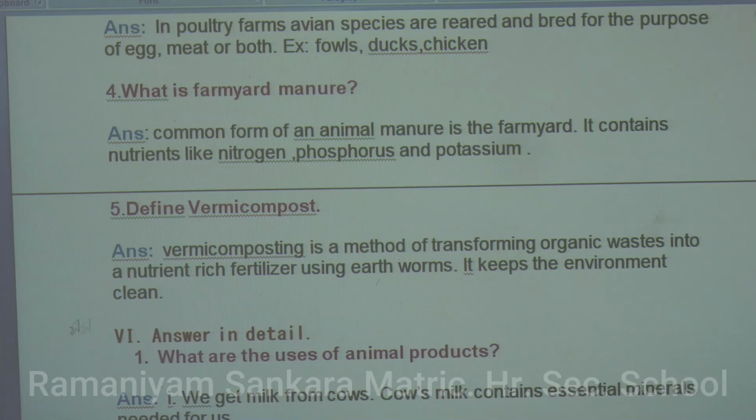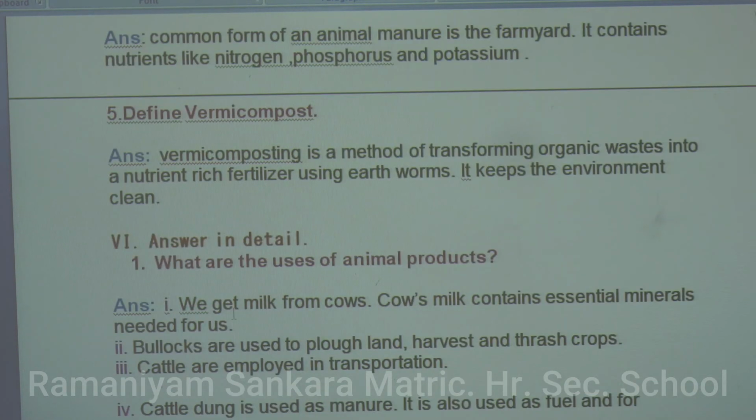It keeps the environment clean. I already told you about sewage, the waste from septic tanks and such, which can be treated by this method, so we can keep the environment clean. Next, the second Roman letter. I gave the sixth Roman letter, so you can change it to the second Roman letter. Answer in detail.